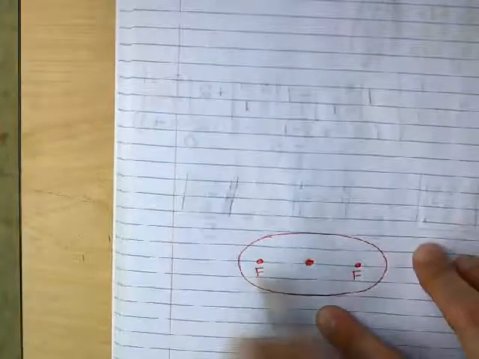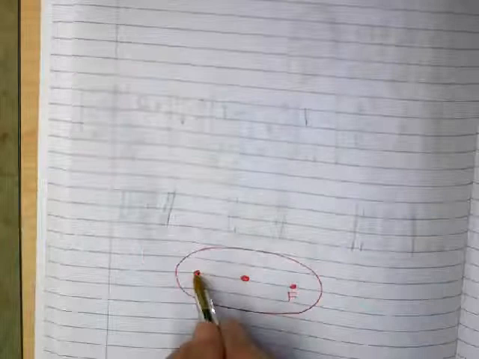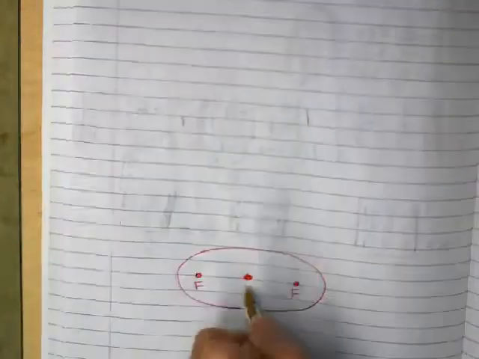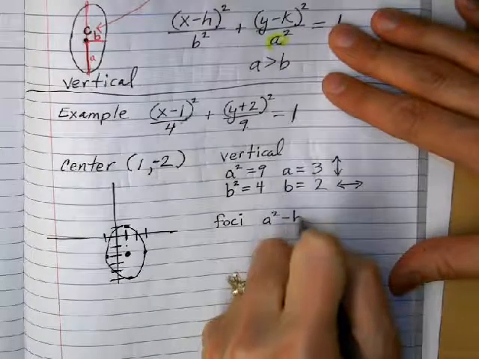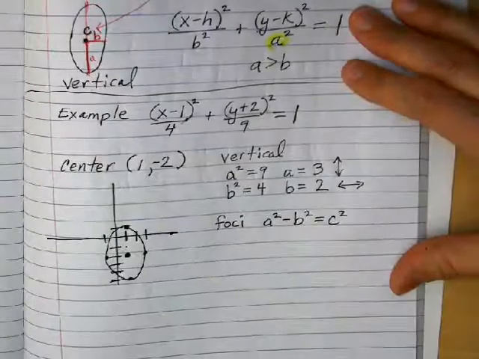So to find the focal points, you have to do a little formula. It's almost like the Pythagorean theorem. You have to figure out how far away it is from the center point. It's like the Pythagorean theorem almost, but it goes a squared minus b squared equals c squared. To find the focal points, you have to find c.